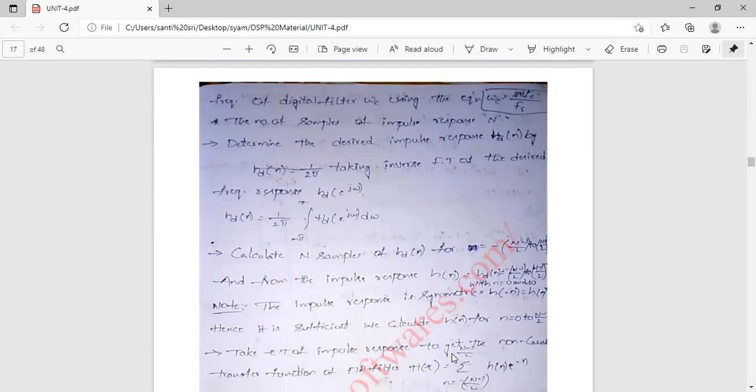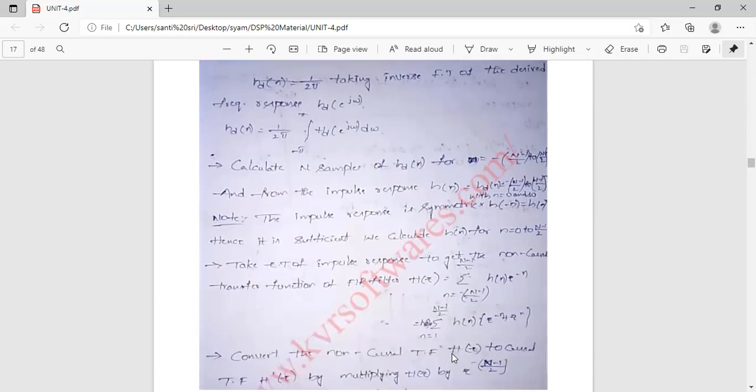And from the impulse response, h of n equal to Hd of n for n from minus (N minus 1) by 2 to plus (N minus 1) by 2. Okay, so we have to note that the impulse response is symmetric, therefore h of minus n is equal to h of n. Hence it is sufficient to calculate h of n for n equal to 0 to (N minus 1) by 2.